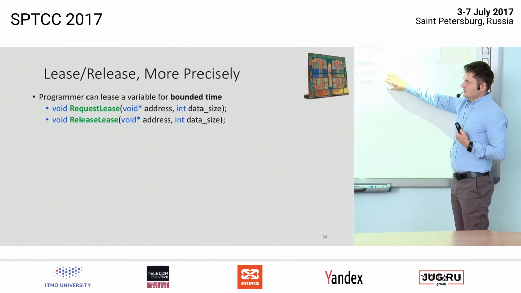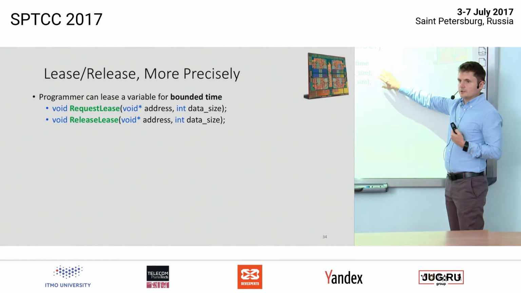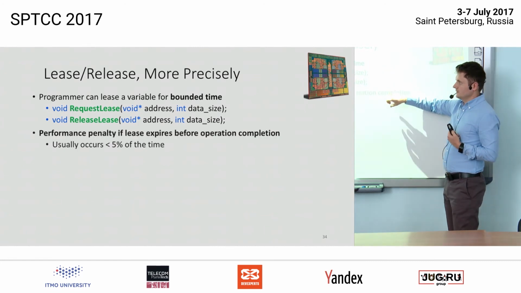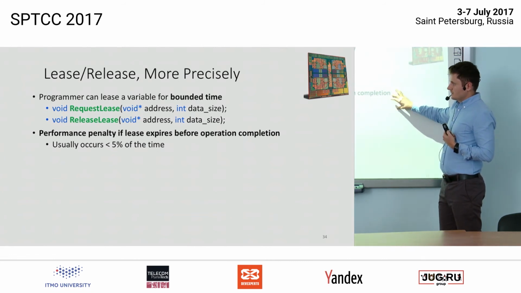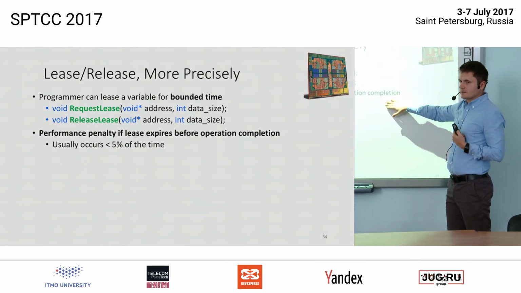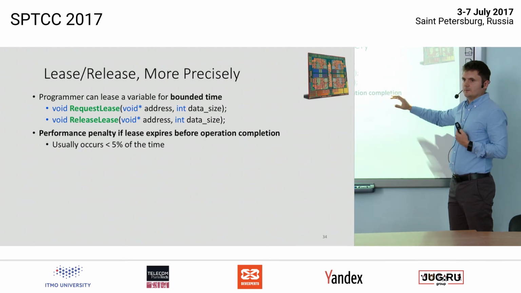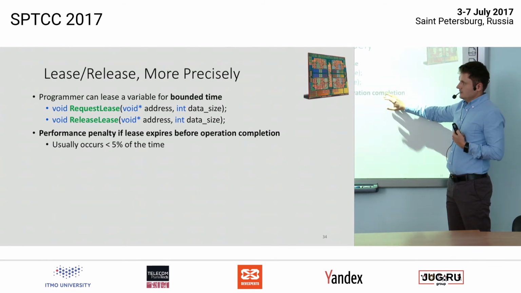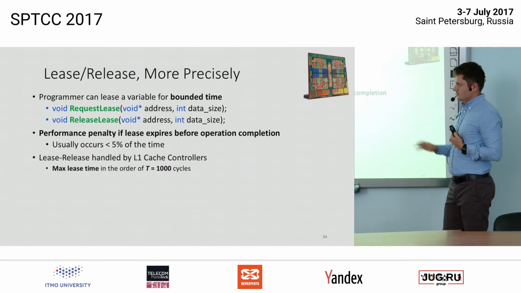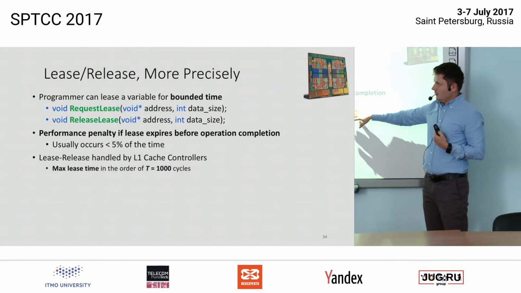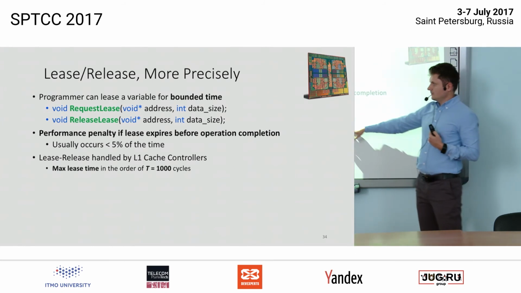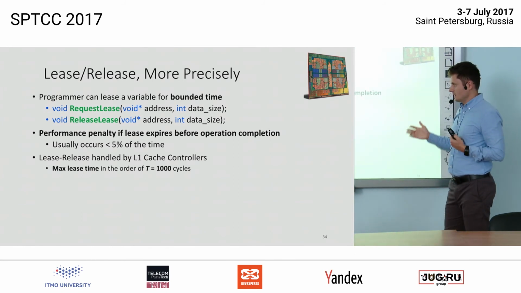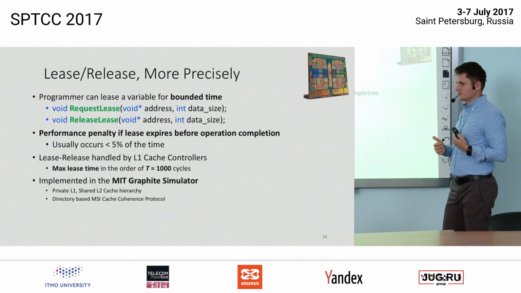Okay? So more precisely, this is a pretty fun project we did a couple of years ago, where essentially we added, these are sort of the C calls, but we actually added hardware instructions for this. And obviously there's this performance penalty, which I'd like to emphasize, but usually, if you pick a reasonable value for the interval size, you can get it to happen within 5% of the time. All of this logic can be implemented by cache controllers, and the max lease time can be on the order of 1,000 cycles, even though much less is also okay.